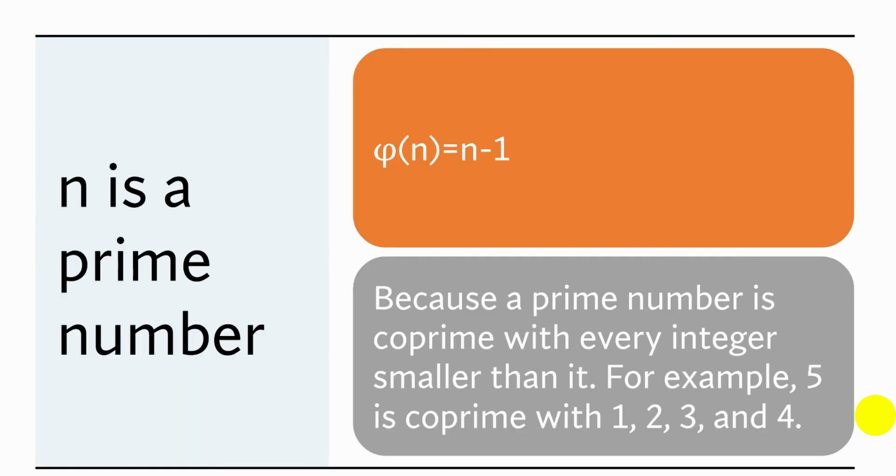Next, when n is a prime number, phi(n) equals n minus 1, because a prime number is coprime with every integer smaller than it. For example, 5 is coprime with 1, 2, 3, and 4, because 5 is a prime number, so there can't be any factors apart from 1 and itself. So if n is a prime number, then phi(n) counts from 1 all the way to n minus 1, which is n minus 1 numbers.